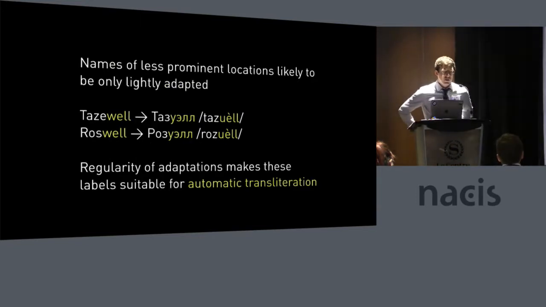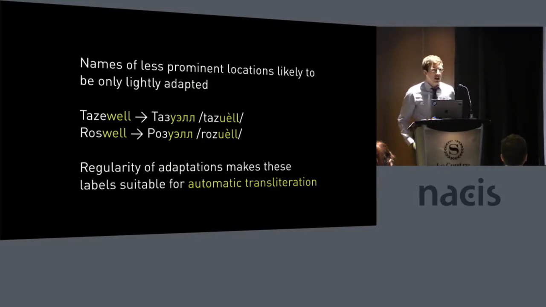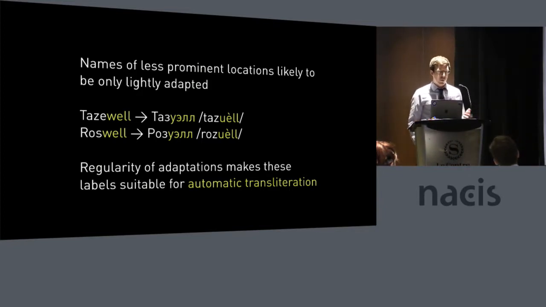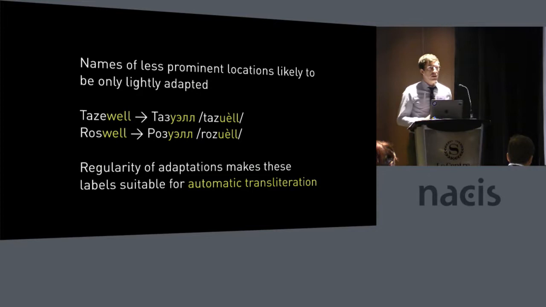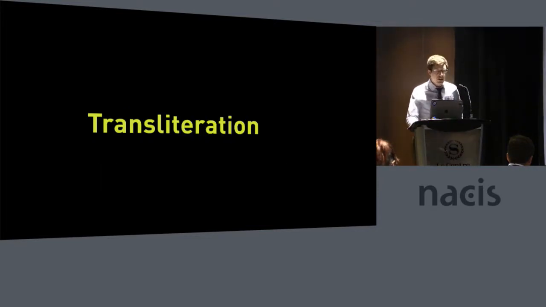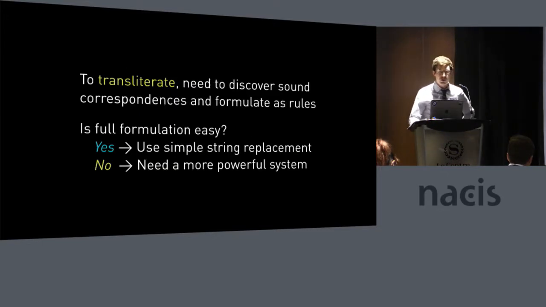By contrast, the names of less prominent locations are likely to only be lightly adapted to aid pronunciation. So for example, the name Tazewell, which is the name of a county in Illinois, is adapted into Russian as Tazwell. And we can see the regularity of this process when we look at a similar name like Roswell, where the well portion is adapted in the same way. And the regularity of these adaptations makes them suitable for automated transliteration, which we can do at scale. So let's talk a little bit more about how we approach doing transliteration.